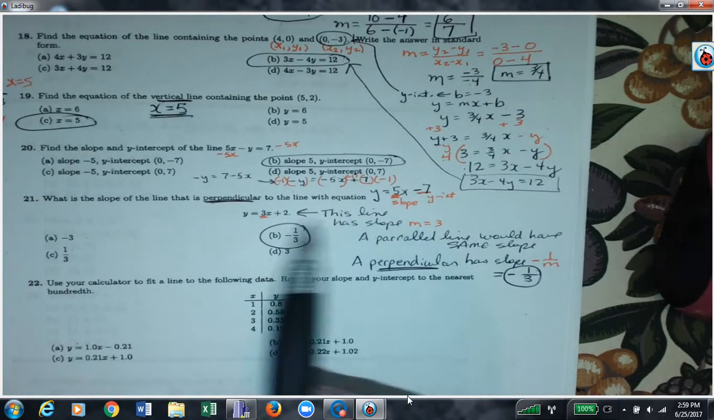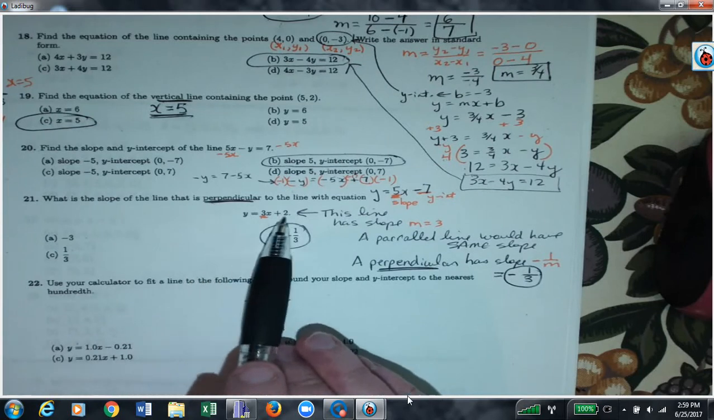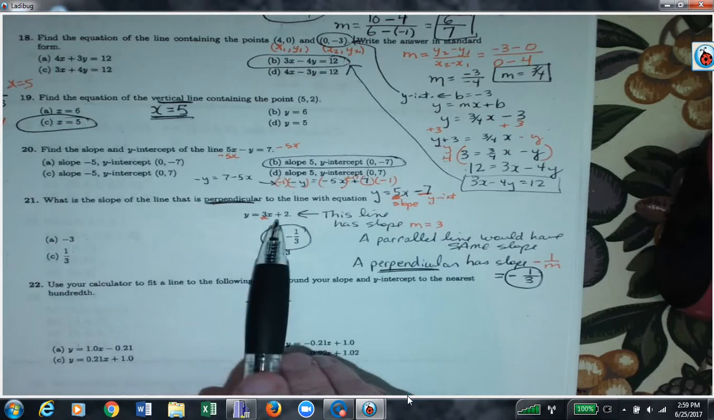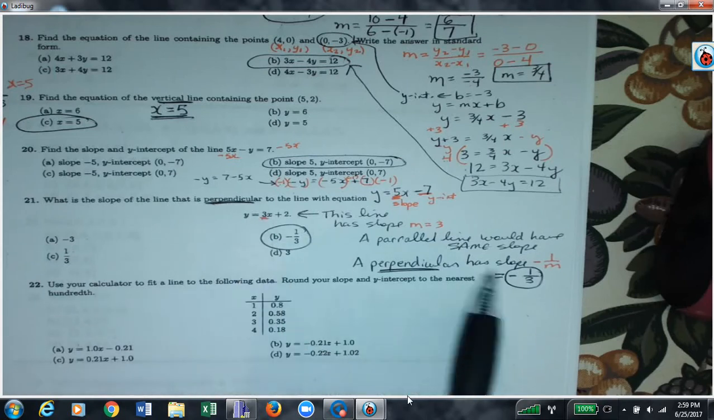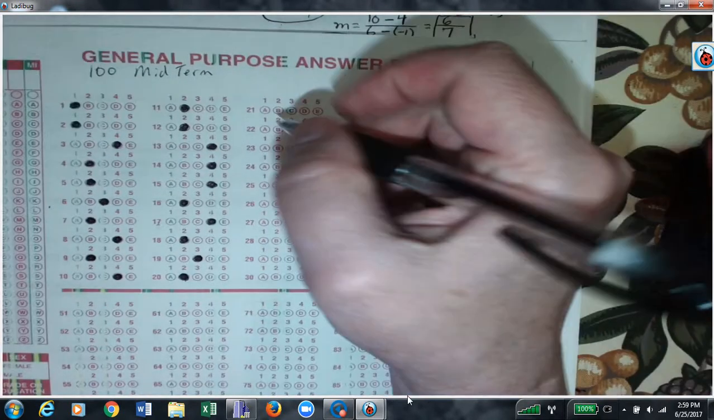So if this question was, what is the slope of the line that is parallel to the line with this equation, the answer would be D. But for perpendicular, I have to take the slope, flip it, and negate. And so we have the answer B. The answer to 21 is B.